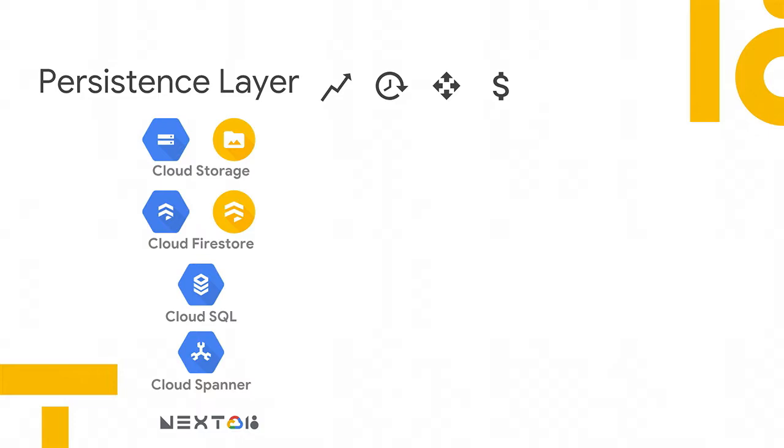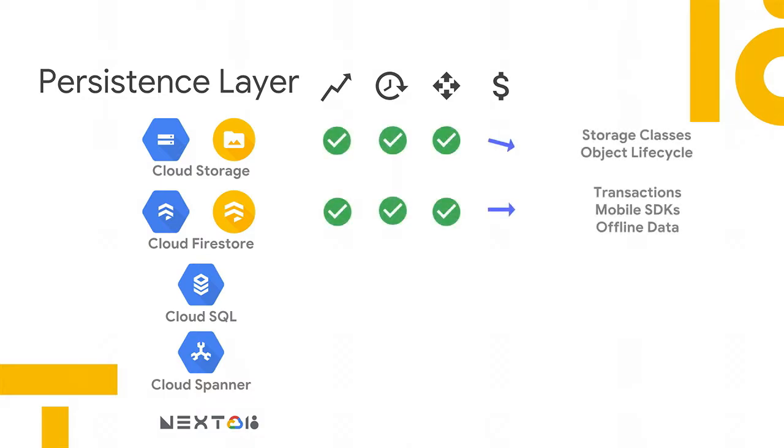Cloud Firestore is our NoSQL document database where you can store data without having to predefine a schema. And it's very flexible in that it can grow in terms of processing as well as data. Cloud SQL is basically a managed MySQL or Postgres, and Cloud Spanner is our relational database system, which is horizontally scalable.